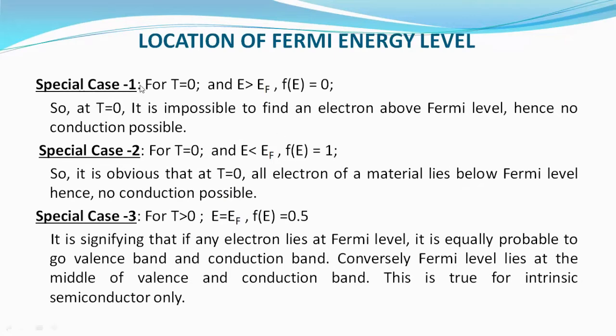So if you have absolute temperature 0, then all electrons will lie in the valence band, hence no conduction is possible. This point 2 is also supporting the same thing. If temperature is 0, all electrons will lie inside the valence band. And this condition 3 is saying that the Fermi level should be exactly in the middle position between conduction band minima and valence band maximum.